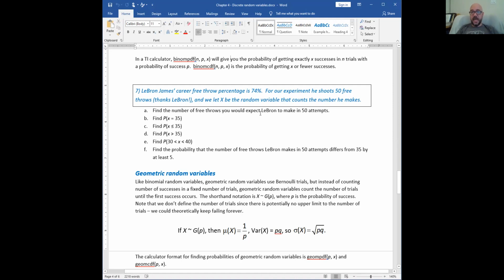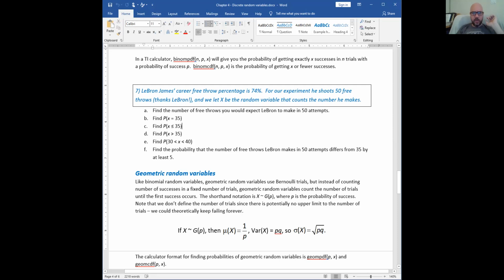So for us, n is 50, p is 74% or 0.74. You're going to have to put it in your calculator as 0.74. And then x depends on what we're trying to find. When we're looking for the probability that x equals 35, x is going to be 35. When we're looking for the probability that x is less than 40, for instance, well, we'll see, but x is going to be 39 there. All right, so let's see how that looks. We want to find the probability that x equals 35. So let's go to a whiteboard and get the calculator open.